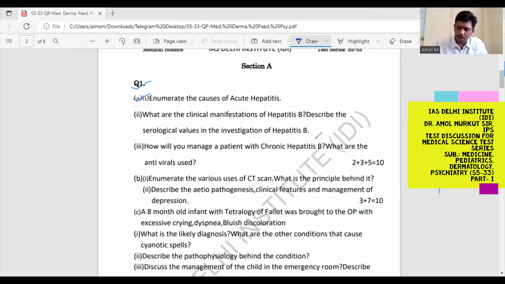So question 1: enumerate the causes of acute hepatitis. So what you have to do here, you have to first think about, say, infectious causes.